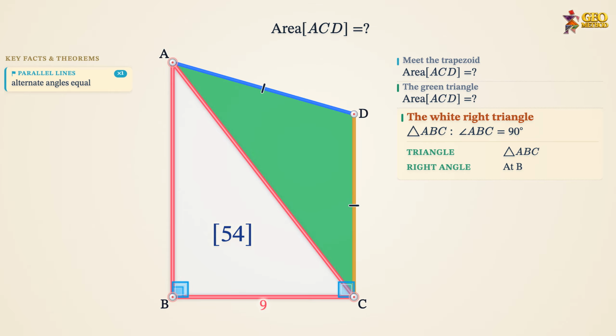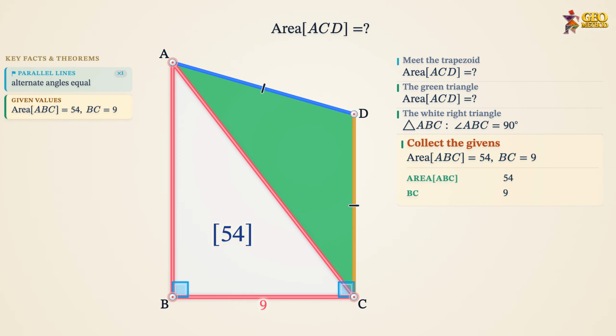The other piece is the white right triangle, ABC, with its right angle at B. We know the most about this triangle, so we start there. We are told the white triangle ABC has area 54, and the horizontal leg segment BC equals 9. From these two facts, we can find the other leg.